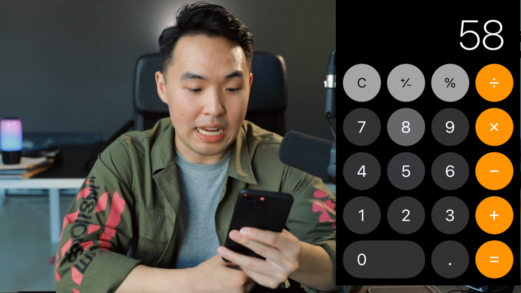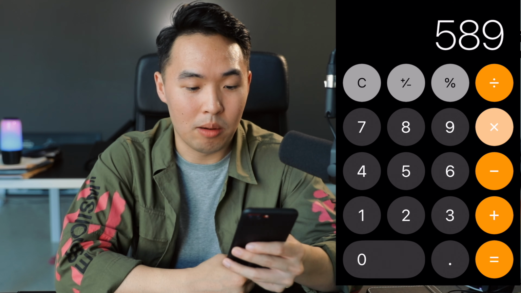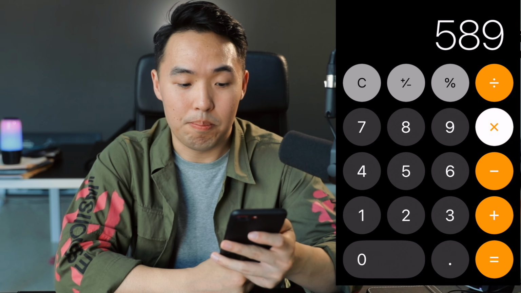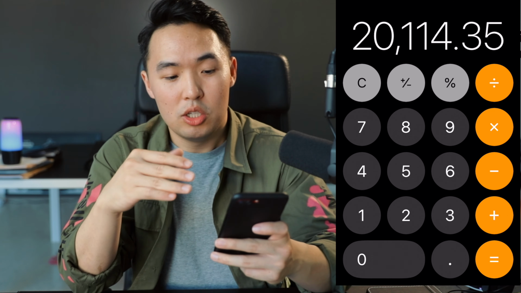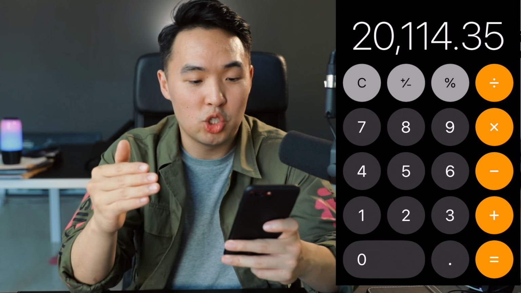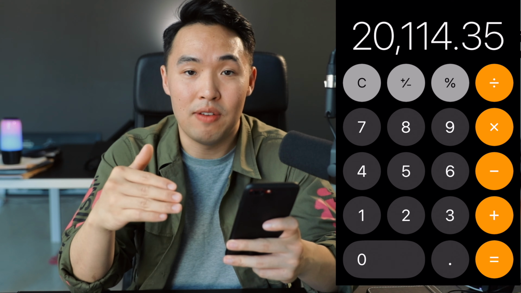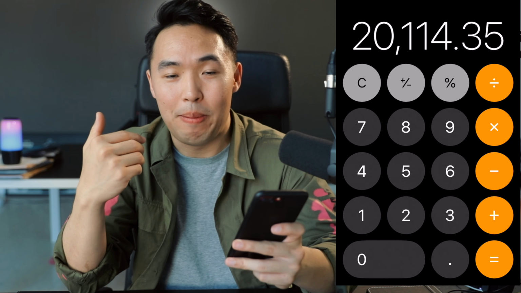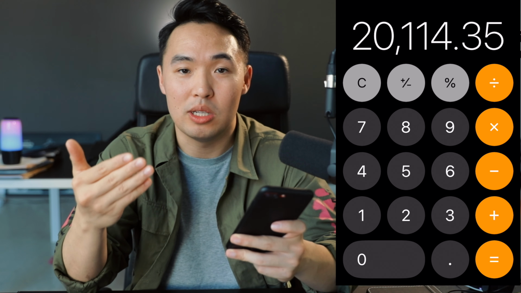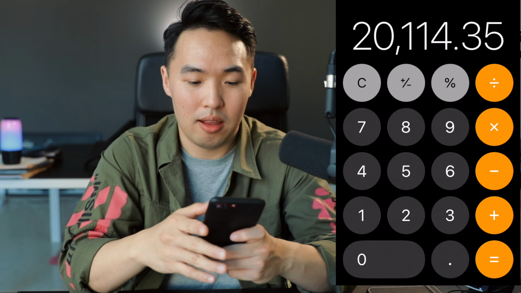We're going to take 589 shares of AT&T, and we're going to multiply that by the price of the stock, which is $34.15. So you're going to need $20,114.35 invested into AT&T at this moment to generate about $1,200 every single year, $100 every single month.